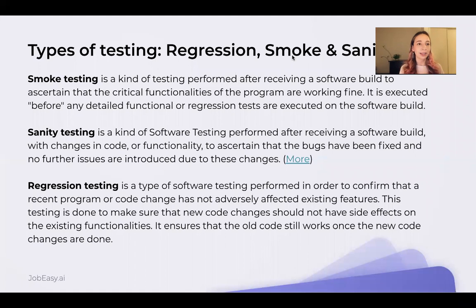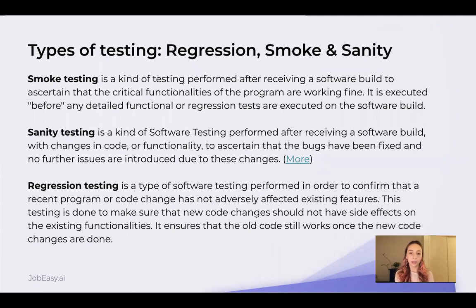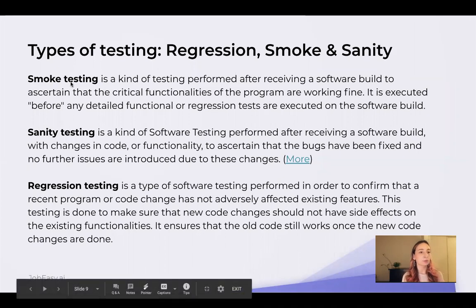Let's move on. The next one is types of testing, which we're breaking into regression, smoke, and sanity. So let's talk about it. Then we'll talk a little more about process today, and I'll also come back to this.